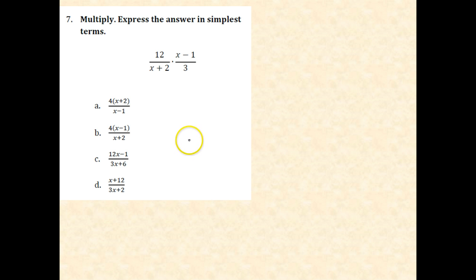Multiply and express the answer in simplest terms. When you're multiplying fractions, you don't have to multiply it together and then simplify. You can look to see what factors are going to cancel out. 12 is 3 times 4, and that means that these 3's are going to cancel out. So what we're left with is 4 times x minus 1 over x plus 2. That's B.